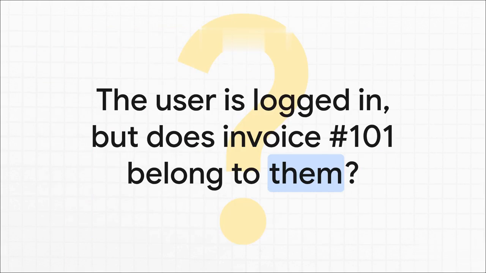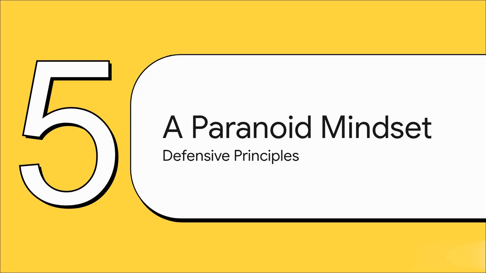So here's how this plays out in the real world. An attacker logs in with their own account. They see in the URL something like /invoices/102. So they ask themselves, I wonder what happens if I just change that 2 to a 1. If your backend doesn't explicitly check that Invoice 101 belongs to this specific user, you just leaked another customer's private financial data.